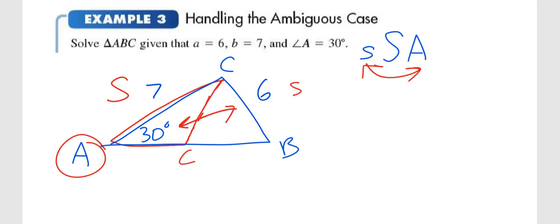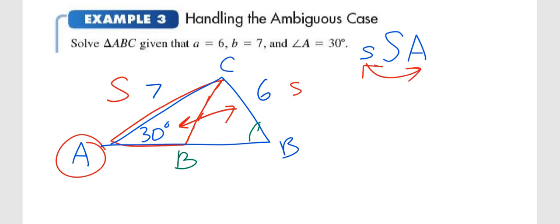The blue triangle and the red triangle. Nobody knows which one it is. That's what the ambiguous case is all about. What we have here, if this is an acute angle, then angle B is down here in the blue triangle. But since we do not... why do I have B down? I should not have. That should be a B, shouldn't it? Yes, it should.